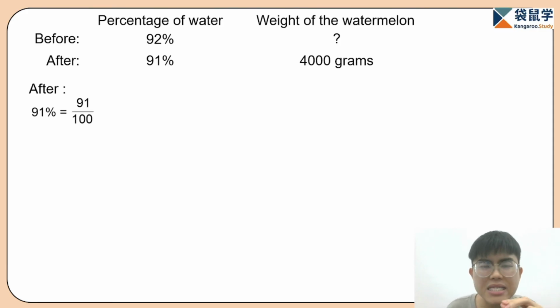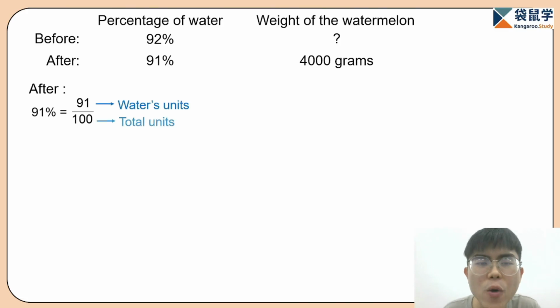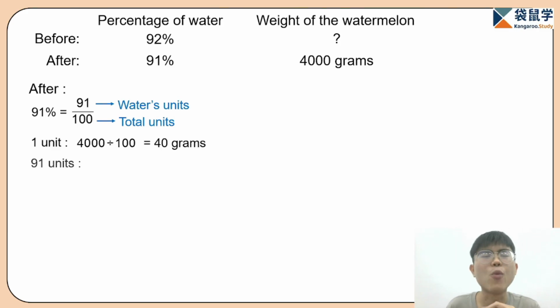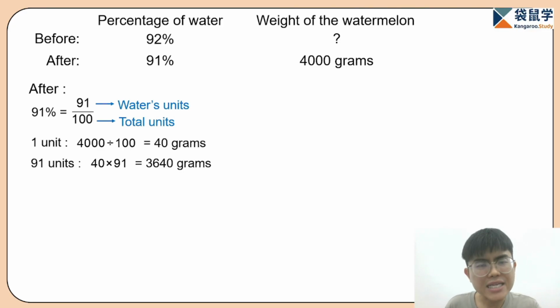What does this 91 represent? It is the water unit. How about the 100? It is the total unit. To find what is 1 unit, we know that the total weight of the watermelon is 4,000 grams, so we can use 4,000 divided by 100, which is 40 grams. Since the water is 91 units, we can use 40 times 91, which is 3,640 grams.